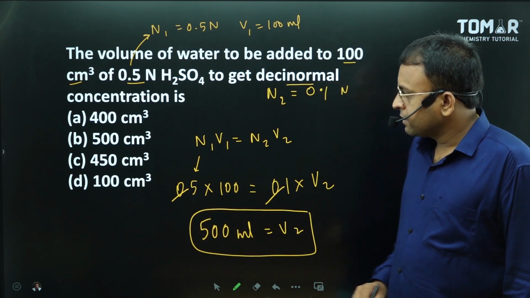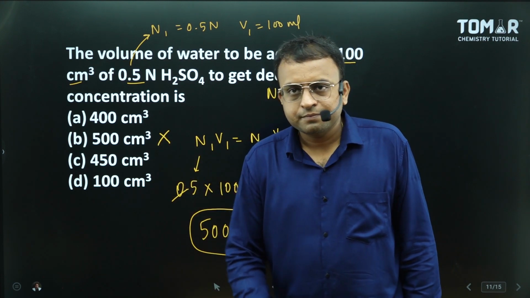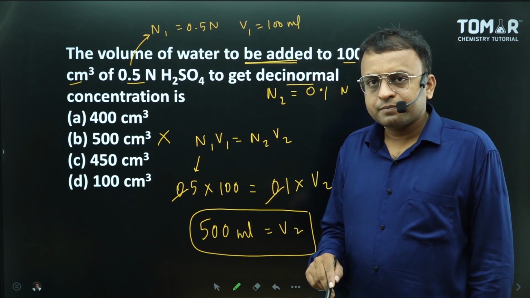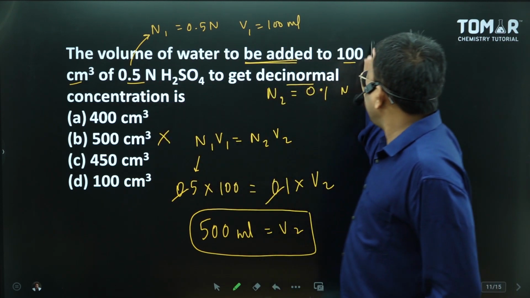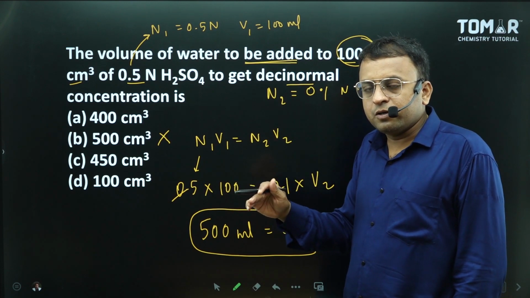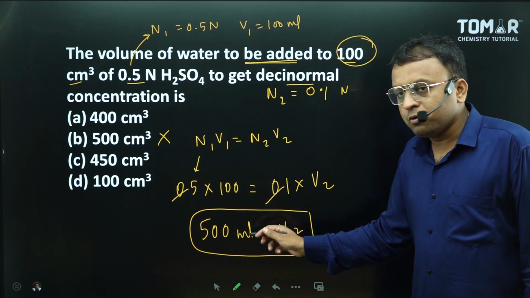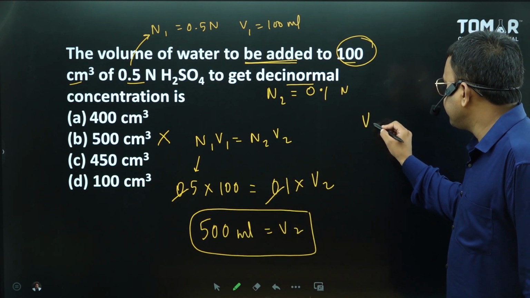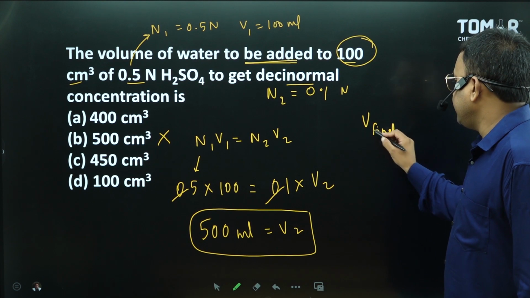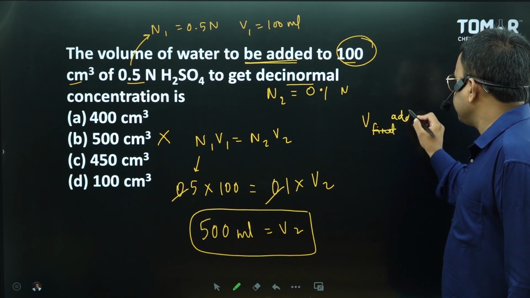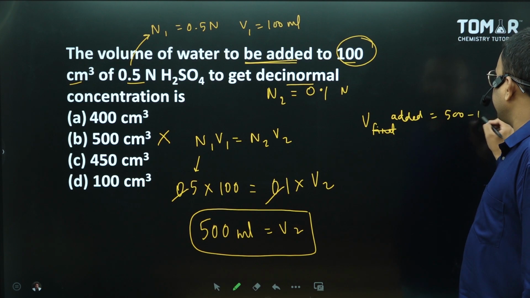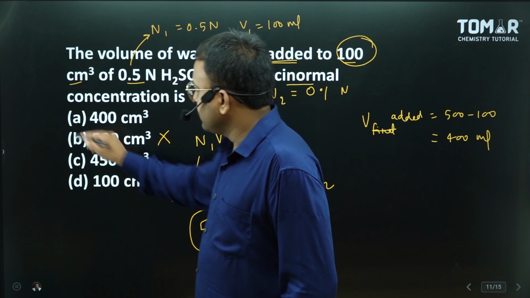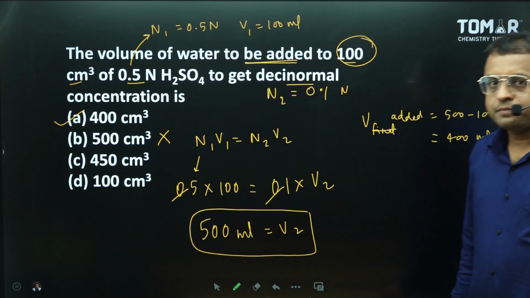But this is not the answer. Why? The volume of water to be added. The initial volume was 100, and the final volume is 500. So the volume of water added is 500 minus 100, which is equal to 400 ml or cm³. The correct option is A.